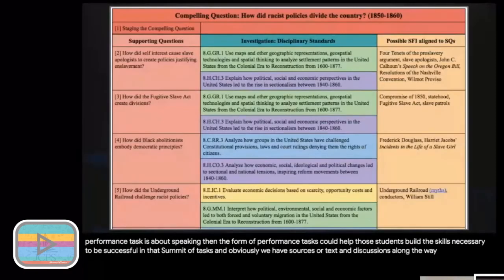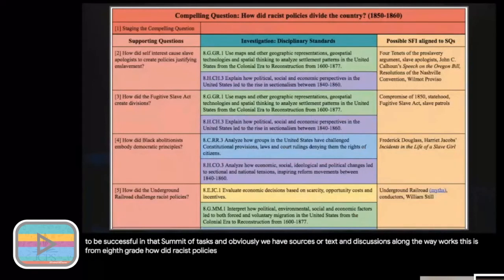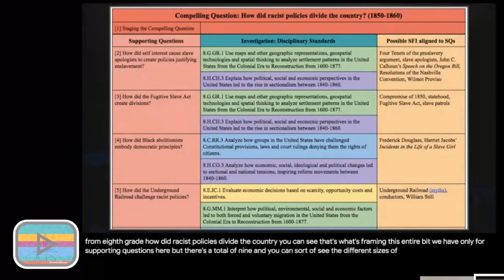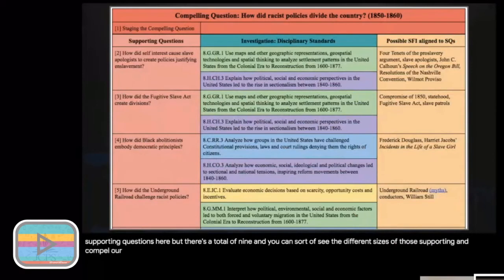An example within our frameworks, this is from 8th grade. How did racist policies divide the country? You can see that's what's framing this entire bit. We have only 4 supporting questions here, but there's a total of 9. And you can sort of see the different sizes of those supporting questions. Number 2 is very macro. Number 3 is more micro.